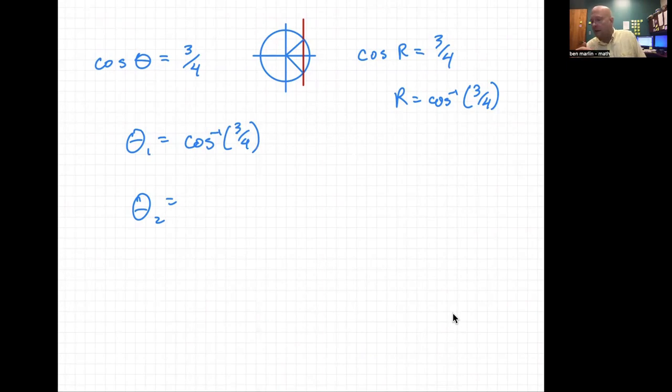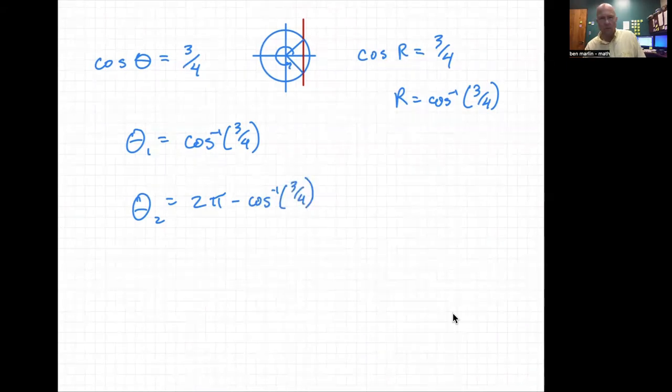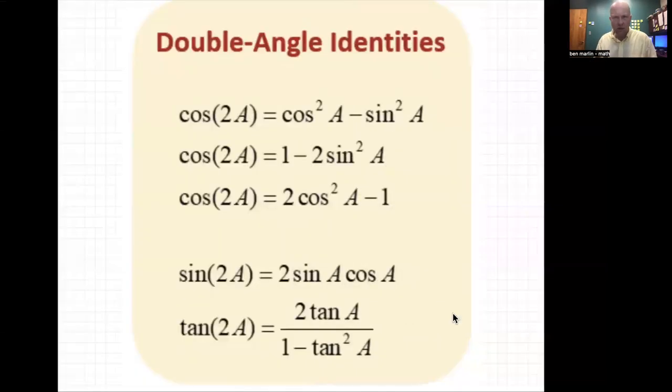Okay. Then for the second solution, that is in the fourth quadrant. The closest multiple of pi is 2 pi. And because this is short of it, you'd say 2 pi minus the inverse cosine of 3/4. Okay. And again, if you need approximations, put an approximation on them. Okay. All right. So hopefully that's got us going.